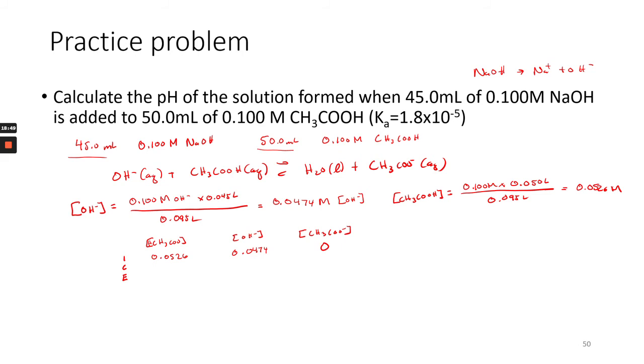So now what we have to decide is which one is limiting us. Our reaction here is 1 to 1, so whichever one is smaller is limiting us. So hydroxide is limiting us. We're going to subtract the amount of hydroxide from both reactants and add it to our products. And then sum that up.